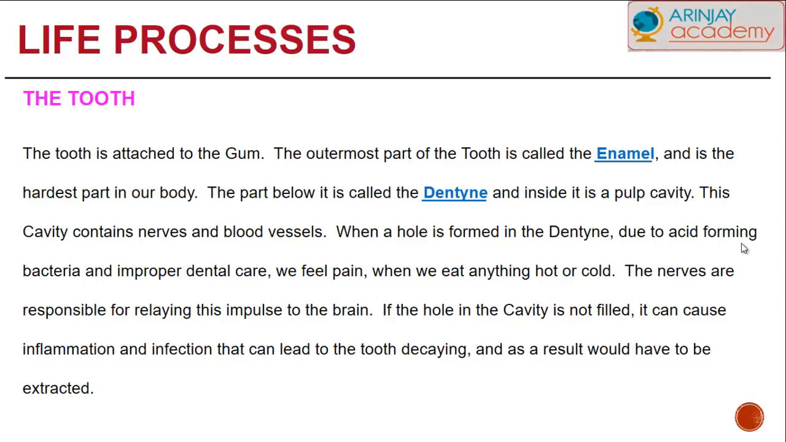Let's look at the structures that enable us to tear, chew, and bite. Yes, we are referring to the tooth. A tooth is a structure that is attached to the gum. Its outermost part is called the enamel and is the strongest, hardest part in our body. Below this part is another structure called the dentine, and inside it is a pulp cavity that is made up of nerves and blood vessels.